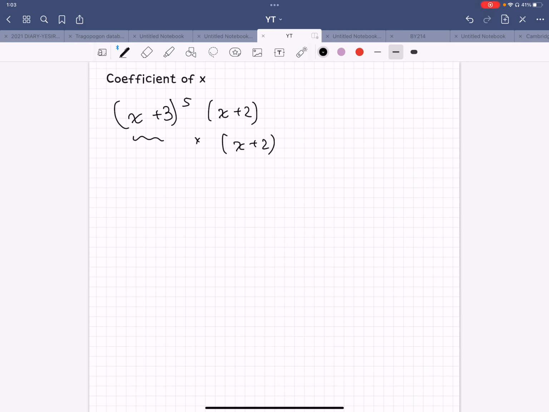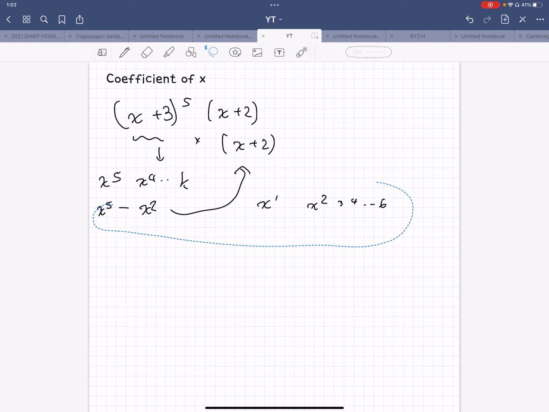So in this expression, there's going to be an x to the fifth term and an x to the fourth term, all the way to a constant term. Let's call that k. So to find a coefficient of x, if we have an x squared term all the way to the x fifth term, no matter what we multiply this by, we're always going to get a term that's going to be greater than x to the first. It's going to be x to the second or third or fourth or all the way up to six. So we know we can ignore all of these terms entirely.